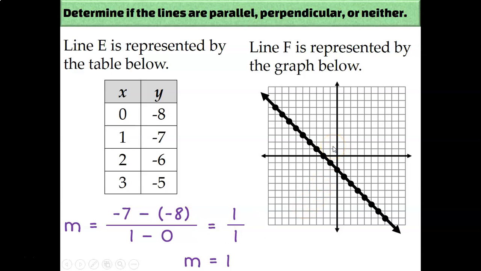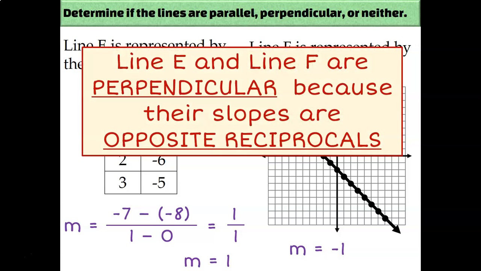If you look at the slope of line F, we have to count the rise over run. To get from one point to the next, I fall 1 and run 1. So I go down 1 and right 1, down 1, right 1. That makes the slope negative 1. And 1 and negative 1 are actually opposite reciprocals.